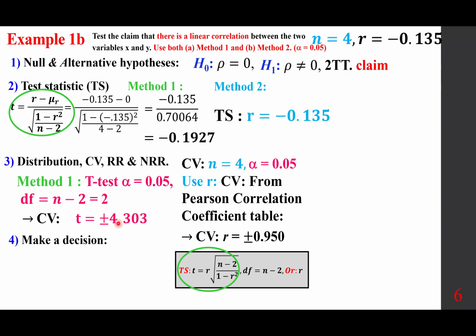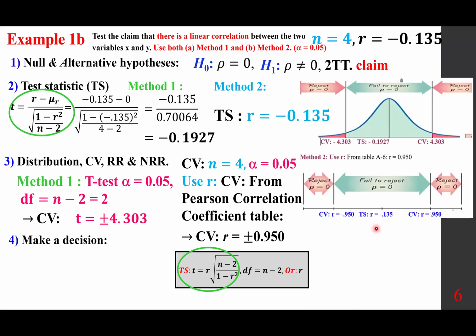So we are going to draw a bell-shaped curve with these two values, negative and positive 4.303, as the critical points, and the test statistic, negative 0.1927, is way in between. For this one, we just draw a number line with the rejection region from negative 0.950 to the left and positive 0.950 to the right. And this R also is in between. So I hope you see this one. This number is in between. Negative and positive 4.303.